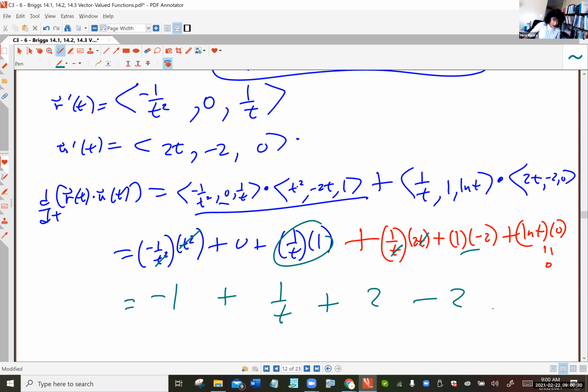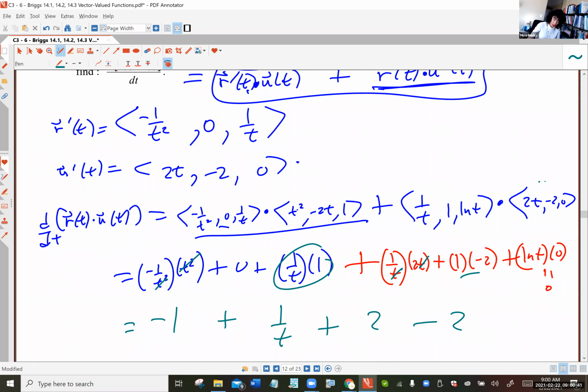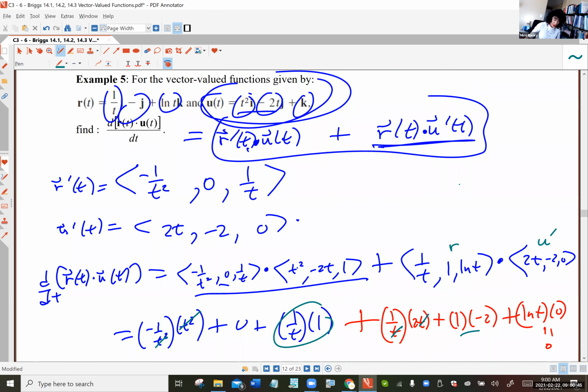And this is not adding up. What the heck is happening here? Did I do something wrong? U prime with r. That's my problem right here. Here's U prime with r. Did I copy something down wrong?